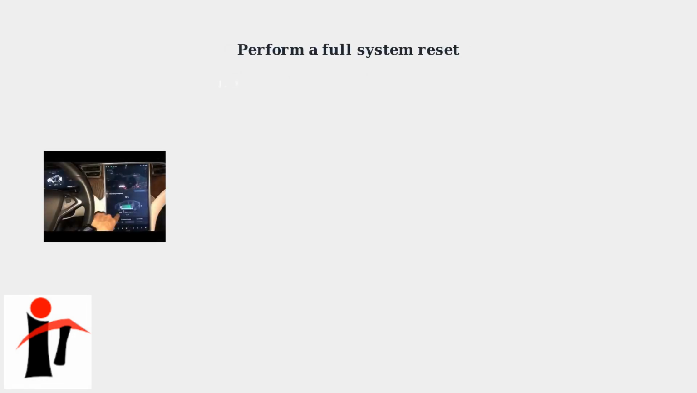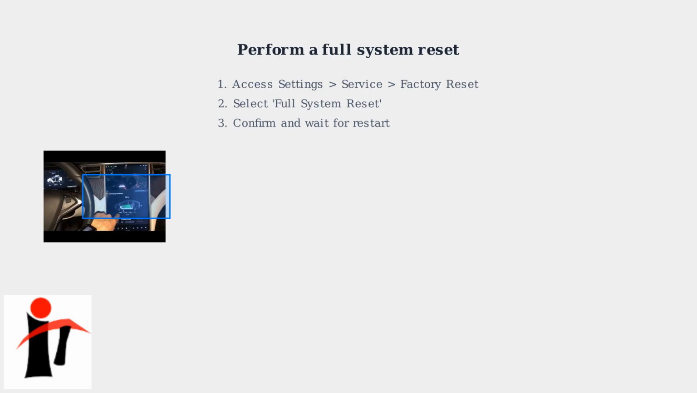If physical issues are clear, try a full system reset through the touchscreen. Go to Settings, then Service, select Factory Reset, and choose Full System Reset. This recalibrates sensors and clears cached errors. After reset, monitor the sensor sensitivity level. The system will recalibrate automatically, often reducing false alarms by adjusting this setting.